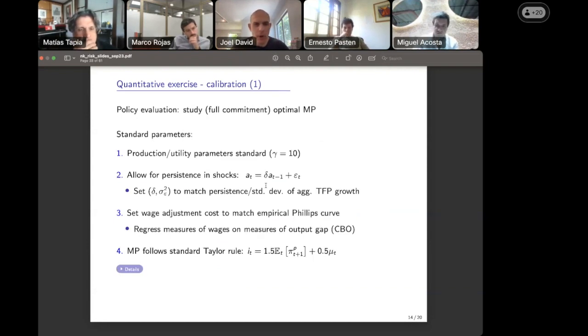A bunch of the parameters here are standard. One thing I want to point out is I'm going to set a risk aversion of 10. That's pretty high for the macro literature. That's pretty low for the finance literature. Okay, but again, I'm thinking about the effects of risk, so I want to have reasonable degrees of risk aversion. Like we talked about, I'll allow for persistence and shock, so it'll follow an AR1. I set the wage adjustment cost to match the empirical Phillips curve, and I'm going to assume monetary policy now follows a standard Taylor rule.